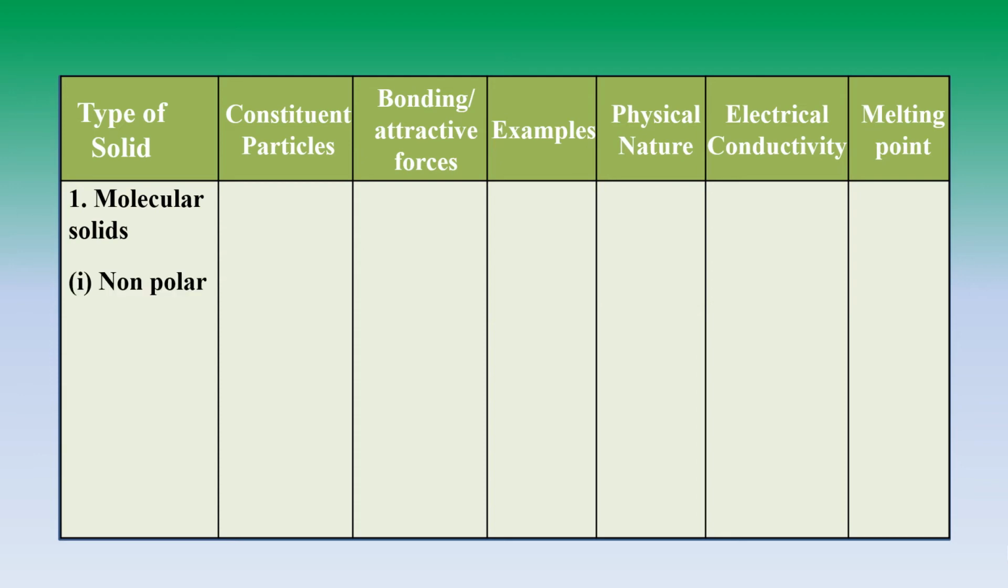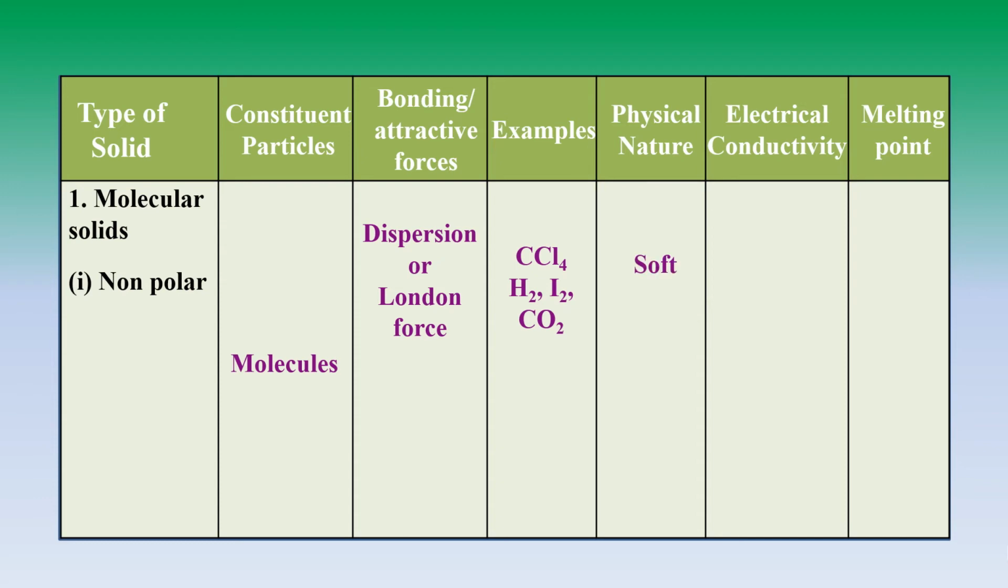The first one is non-polar molecular solids. Here, the constituent particle is non-polar molecules, and the bonding or attractive force is dispersion force or London force, which is a weak force of attraction. Examples we have are CCl4, H2, I2 and carbon dioxide. Physical nature is soft because the force of attraction is weak. Electrical conductivity: they are insulators, they do not conduct electricity. Melting point is very low.